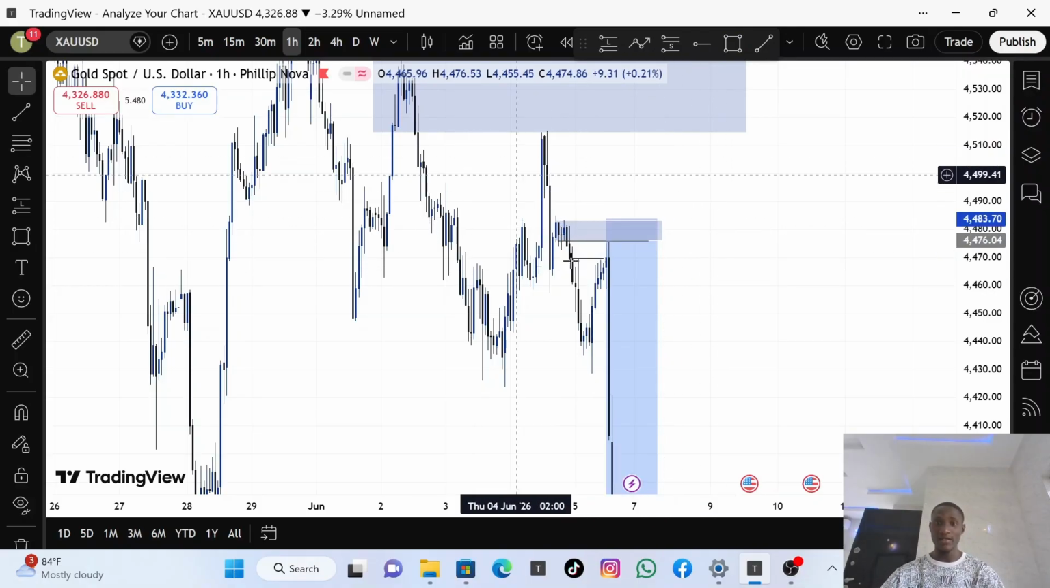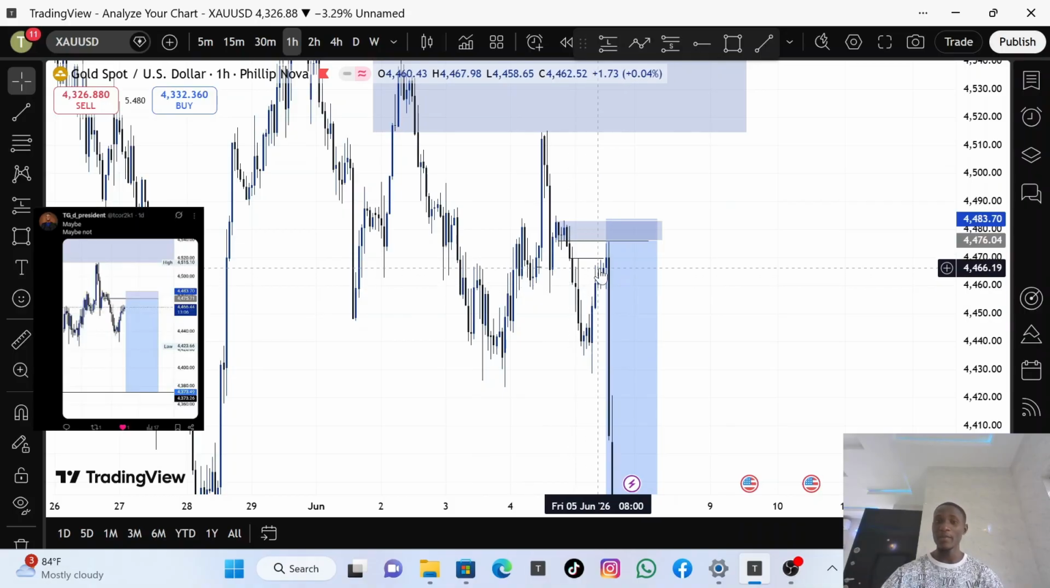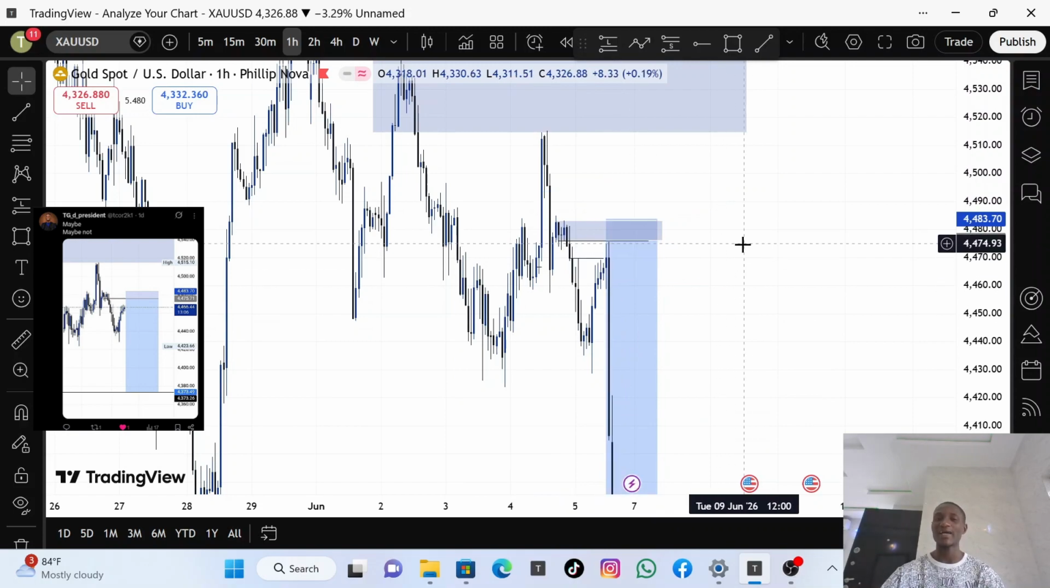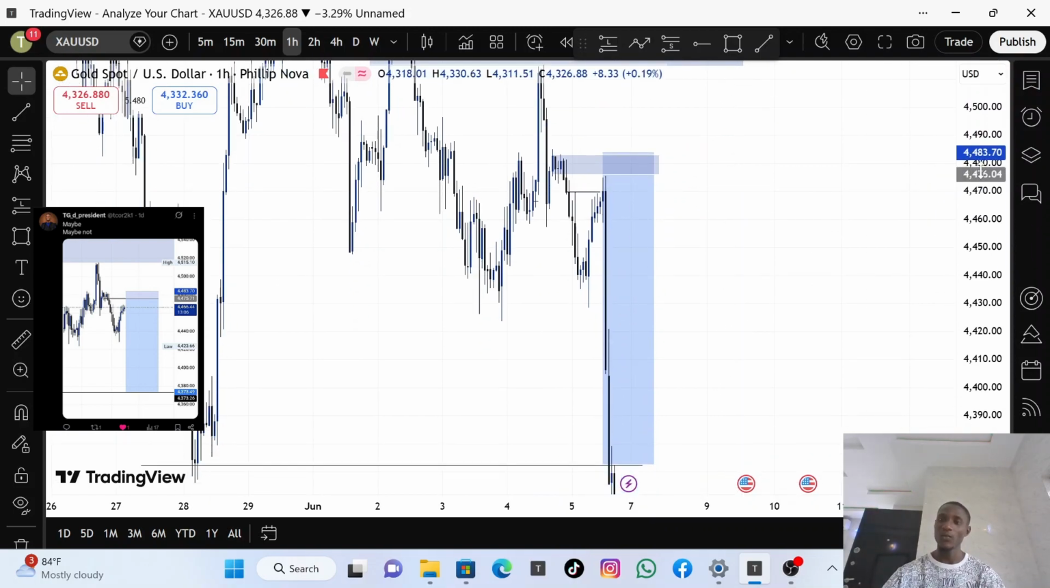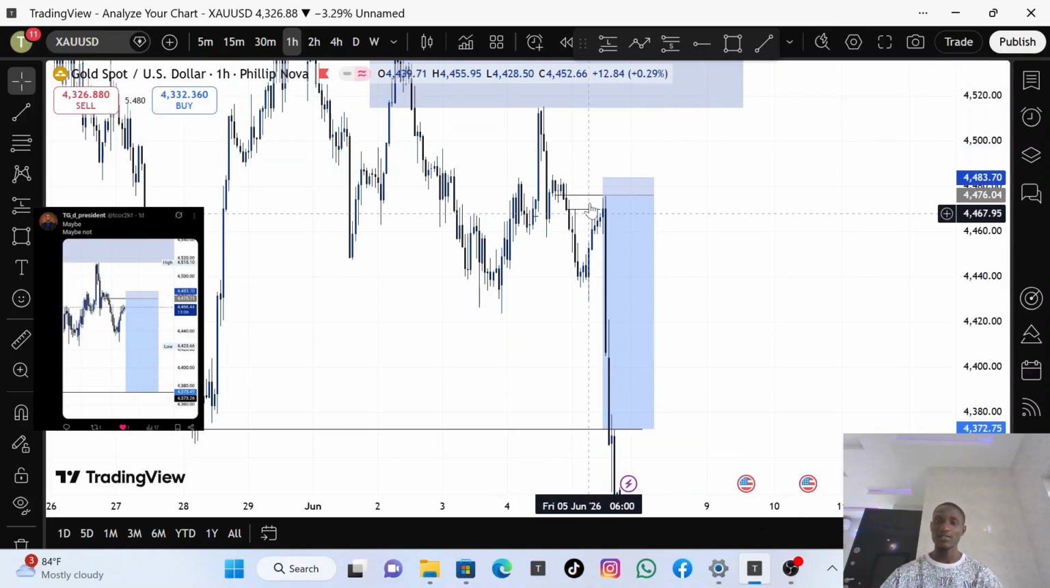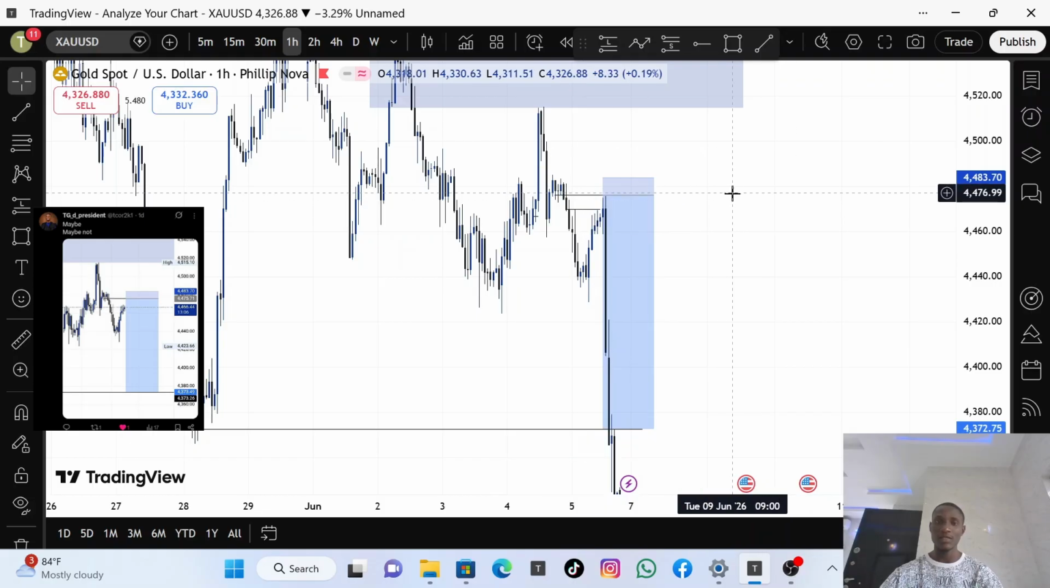When this happened, while the market was still here, I shared on all my social media platforms that I'm expecting a sell from here. As you can see, the market came close and missed our entry by a few pips and went straight to our take profit. But I know the reason why the market missed our entry by a few pips.